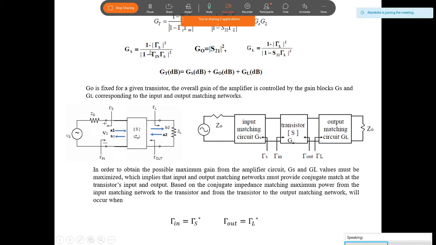For example, I want 4 dB. How to design this? I want this GL to be 4 dB. How to design this matching network? That is the impedance matching network. We already saw it in impedance matching, the L matching network, and single stub matching. We did it in the previous semester, in transmission lines. That we have to use. It is also not a very big issue, so we can design that.